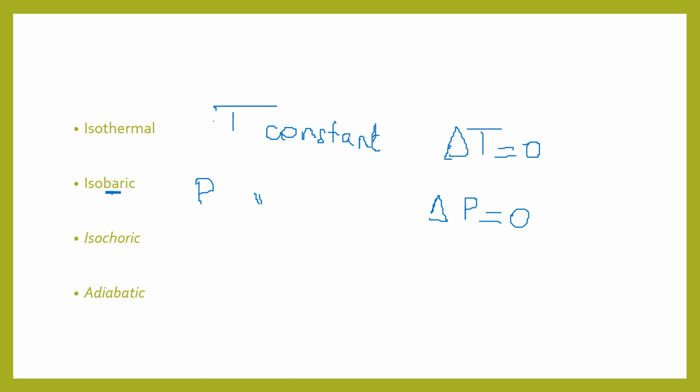What is an isochoric process? An isochoric process is the process where your volume remains constant, meaning delta V is equal to 0. No change, delta V is 0. Correct? And what is adiabatic? The heat content remains constant. Okay. Let us understand this in Hindi.